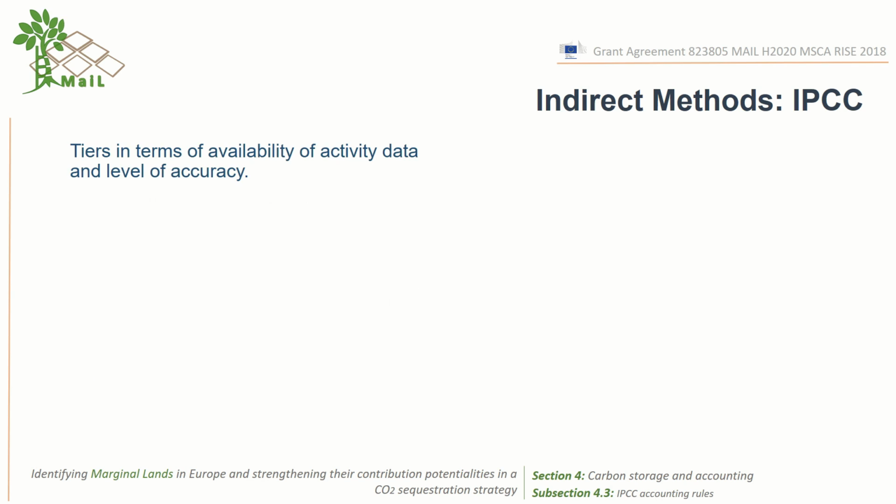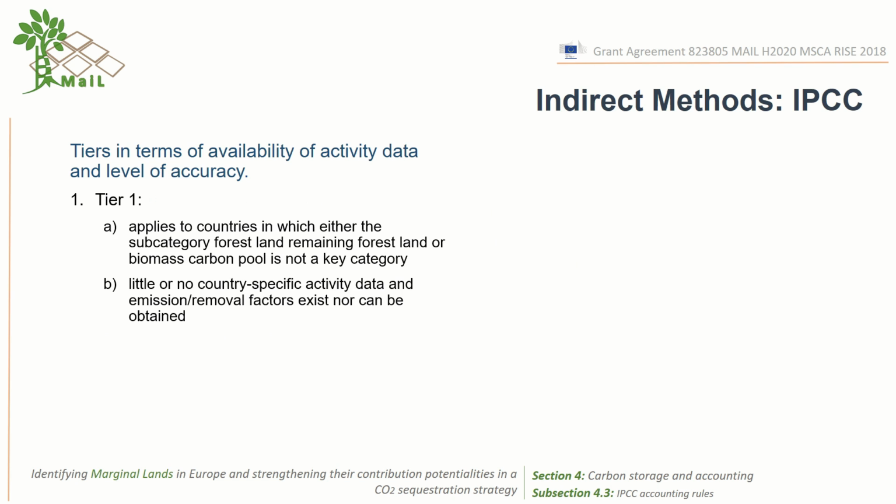The 3 tiers also categorize the data availability and level of accuracy of the methodologies. In this sense, Tier 1 applies to countries in which either the subcategory forest land, remaining forest land, or biomass carbon pool is not a key category, and little or no country-specific activity data and emission removal factors exist nor can be obtained.